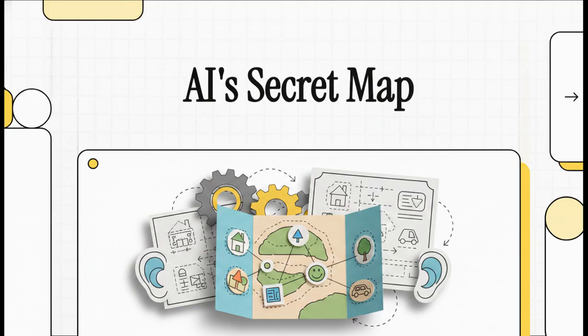Have you ever wondered how AI actually understands our world? I mean, it doesn't have eyes or ears like we do, right? Instead, it relies on secret maps and blueprints to make sense of everything around us. Let's dive right in and see exactly how this works using things you probably see every single day.